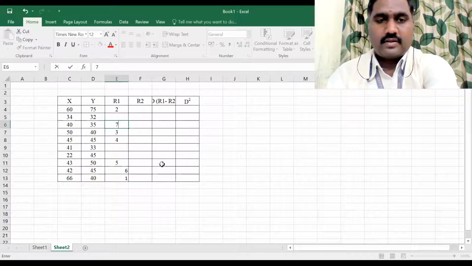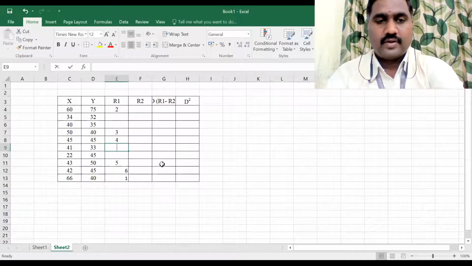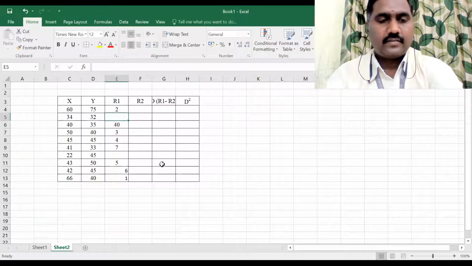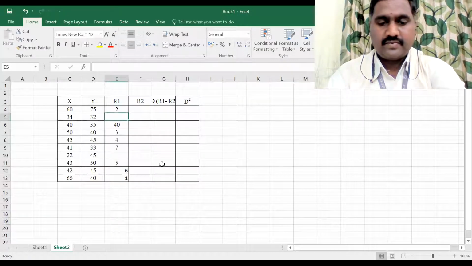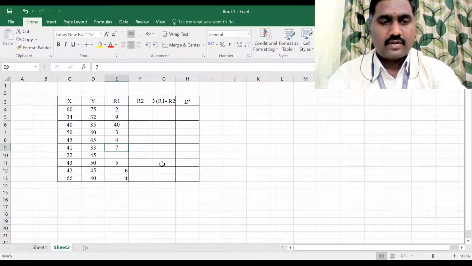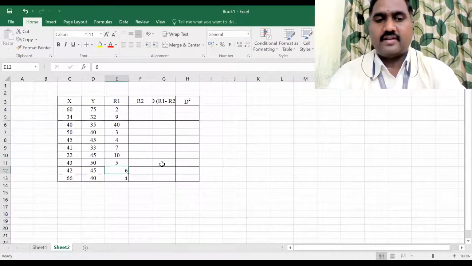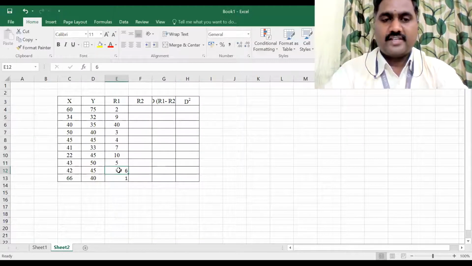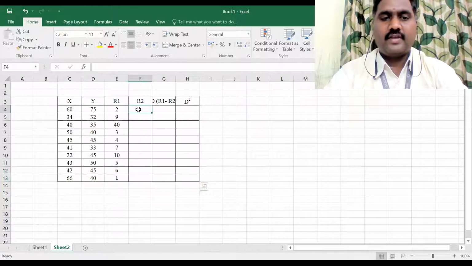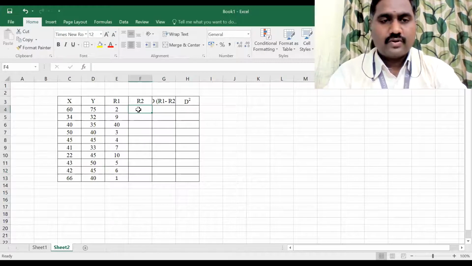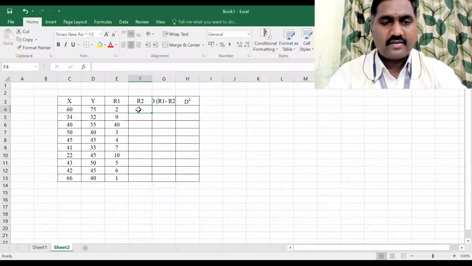Oh, sorry. Seventh will be 41. Eighth rank will be for 40, and ninth rank will be for 34. And 22 will be the 10th rank. Now is it clear? So as per the value, we have assigned the rank. Okay, you know that is a common thing. Similarly for R2, which is the highest value? 75, right?